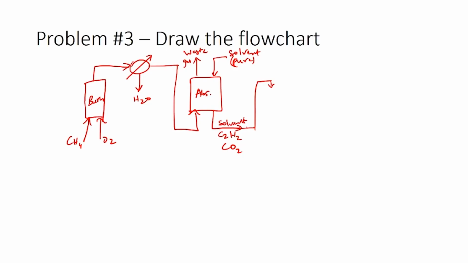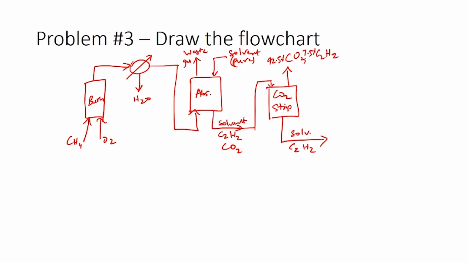Now this solvent which carries the acetylene and carbon dioxide is sent to a CO2 stripper, where you have carbon dioxide gas which is removed along with acetylene gas, and it has been told that the composition of this is 92.5% carbon dioxide and the rest 7.5% is acetylene. So, you have a liquid stream leaving which would contain solvent and C2H2 only. All the CO2 is removed in the gas phase.